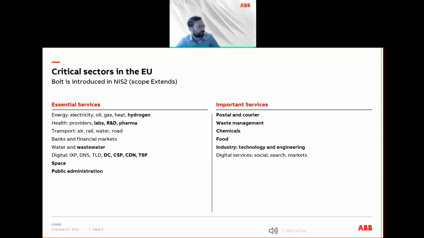The next slide now shows the extended scope of the NIS2 directive. What you see here in bold is new, and the other things already exist in the NIS directive that is out at the moment. So what we can see is that many of our customers are in that new scope, even us, when we see industry, technology, and engineering. So this is really an extended list.